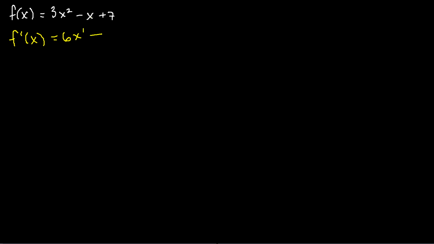And we do the same thing for the next one. This is x to the first power times negative 1, which is just negative 1. So negative 1x to the 0 power, right? Because 1 minus 1 is 0, which turns it into a 1 actually. So this would just be negative 1. And then plus 7 is technically 7x to the 0 power, right? So this would be 0 times 7, which is just 0. We're going to leave it at that. So the f prime of x, or the derivative of this polynomial, is 6x minus 1.